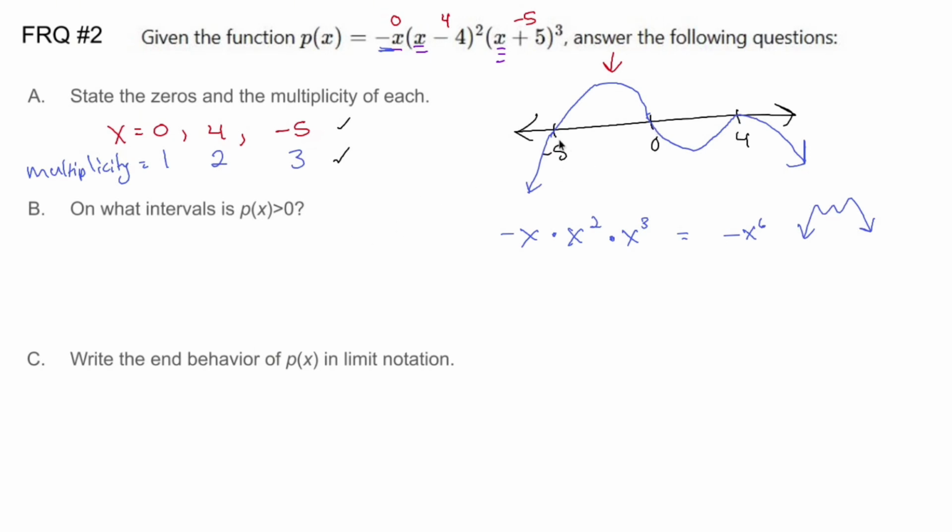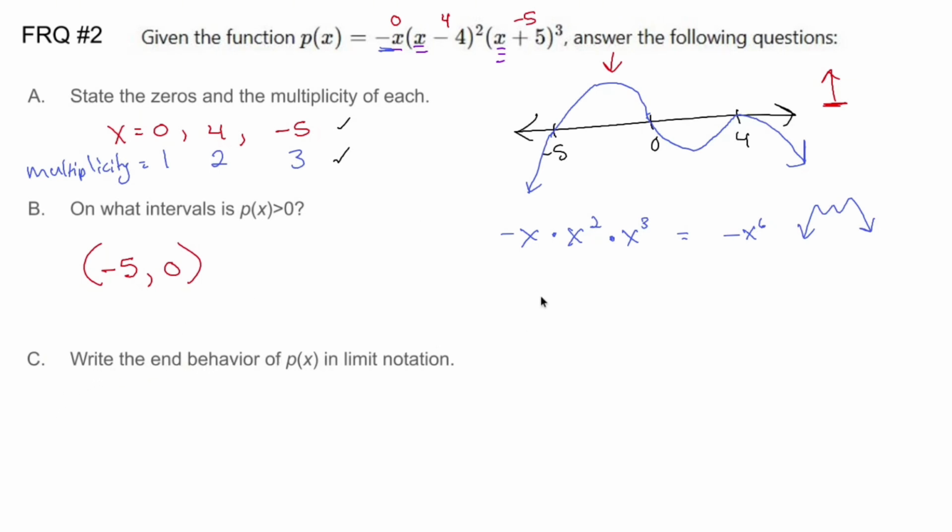Now, do we include negative 5 and 0? No, because we only want it to be greater than 0 and not greater than or equal to. So we want the spots that are only above the x-axis and not touching it. So we will say negative 5 but not including, all the way to 0 but not including, and that's it. If we did include 0, then we would put brackets here, and we would also include 4. But we don't have to do any of that because we only care about when it's above the x-axis and not when it's touching.